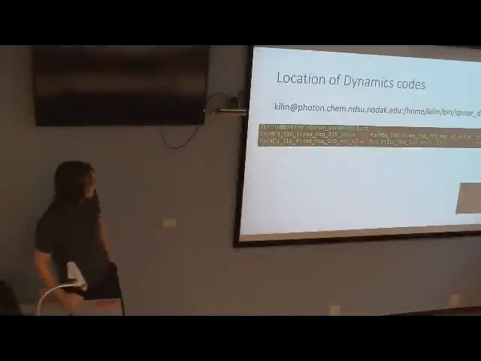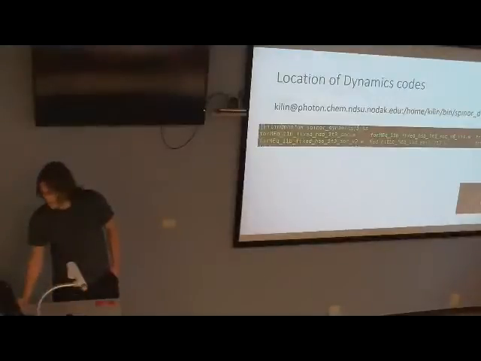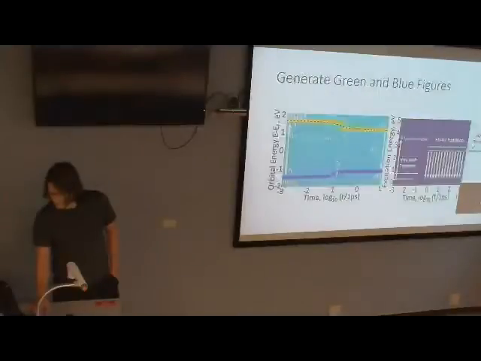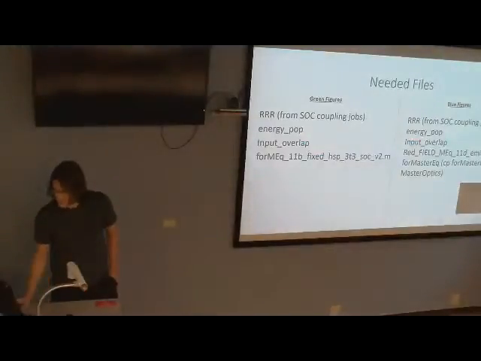So these are the locations of the scripts I'm going to be talking about today. I guess I went a little ahead. The only ones I'm going to talk about are the ones that have SOC in them. They're on the photon, in the bin, and they're the spinner dynamics MATLAB codes. Today I'll just be talking about how to generate green figures, but it's basically the same protocol as making blue figures.